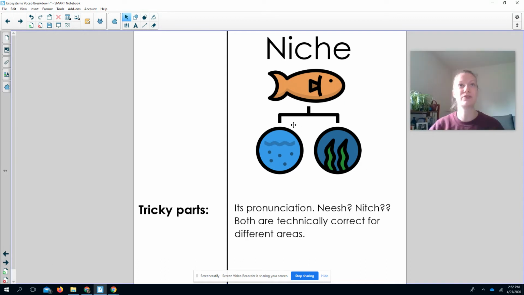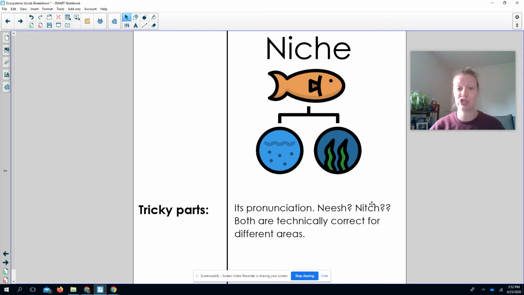The tricky parts about this word are its pronunciation. There are a couple of them. Some people say the word niche. I tend to prefer niche, honestly. And niche is the other way that you can appropriately say it. It looks like originally the pronunciation was niche. Yes, I looked it up.